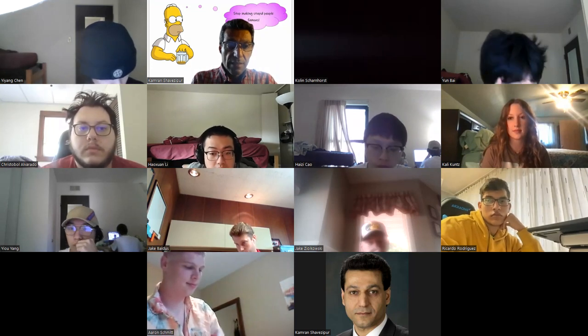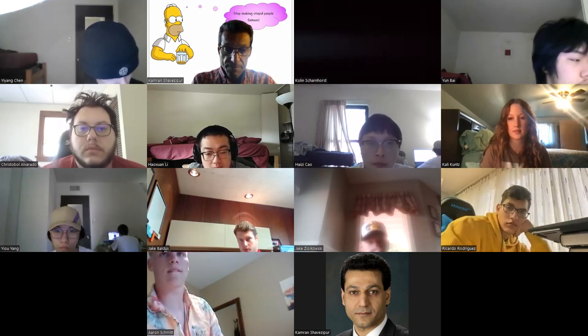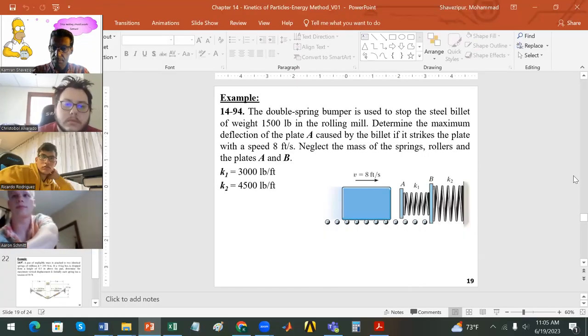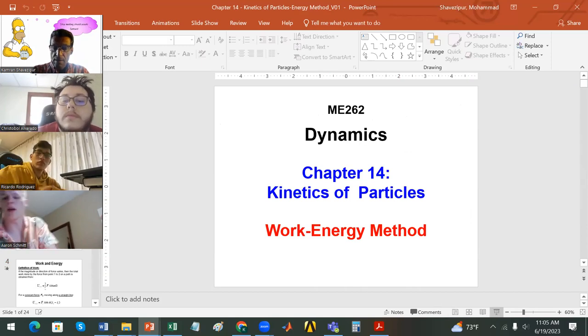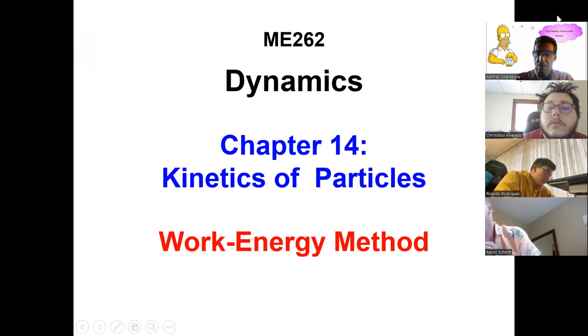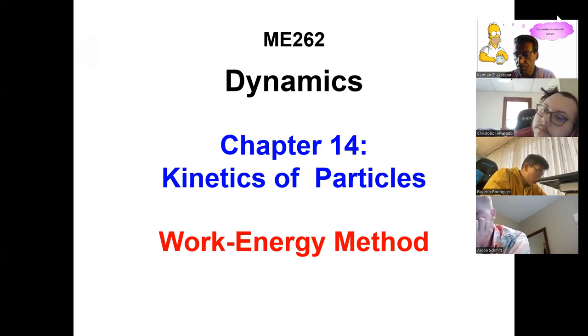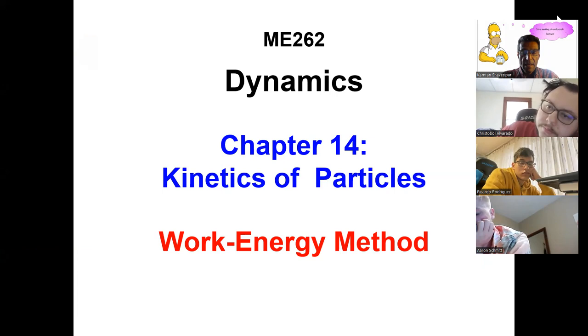Now, with that discussion, let's go to slides. Let me share the screen. This new chapter that we're going to cover today and maybe on Wednesday is about the work energy method. As I mentioned before, when you analyze a dynamics problem, there are two ways of looking at it. One is kinematics, which is just the motion, velocity, acceleration, displacement. We talked about that extensively in chapter 12, right? And one is kinetics, where the cause of motion comes into play.